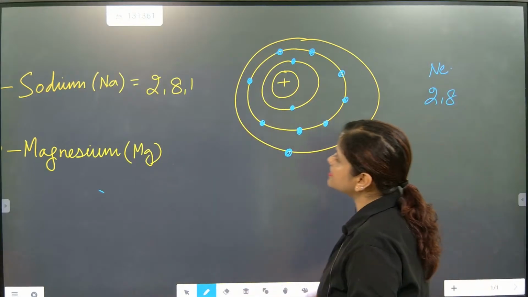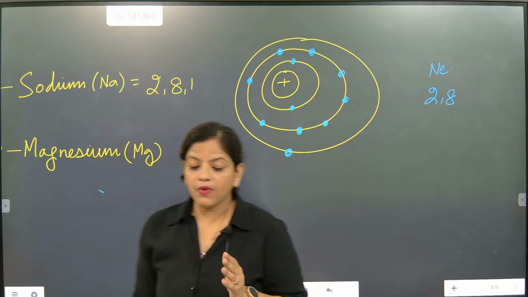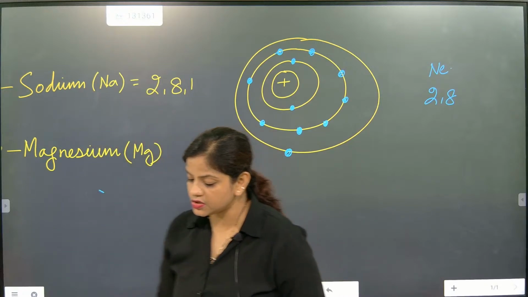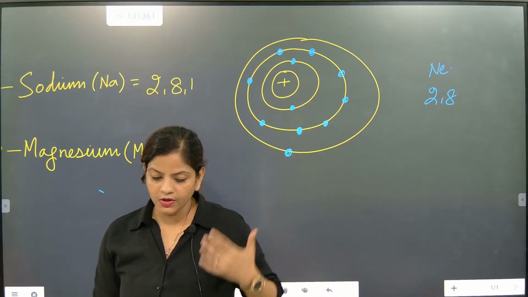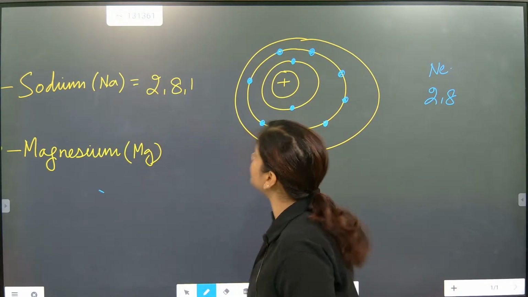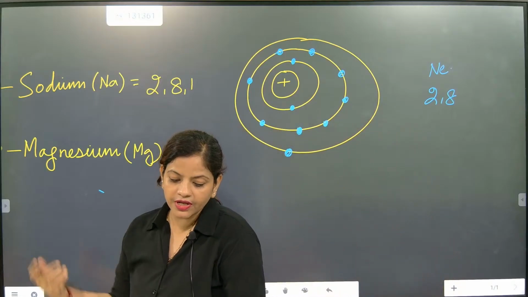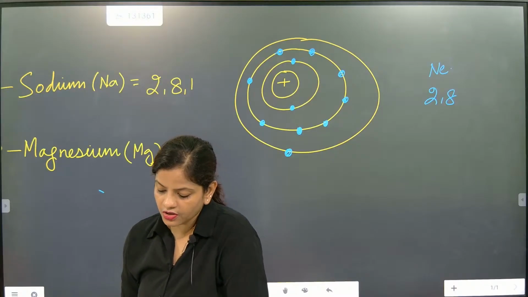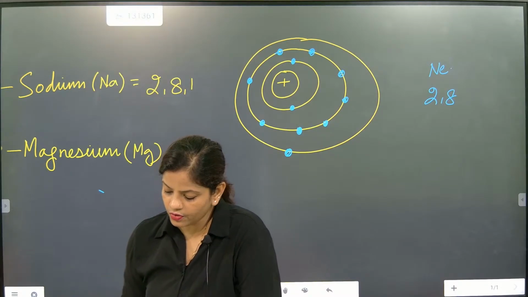So what is the valency of sodium? The valency of sodium is 1, because in the outermost orbit it has one electron. It is going to lose this one electron, and once it loses it, it gains the nearest noble gas configuration. Got it? Please kindly note this down.